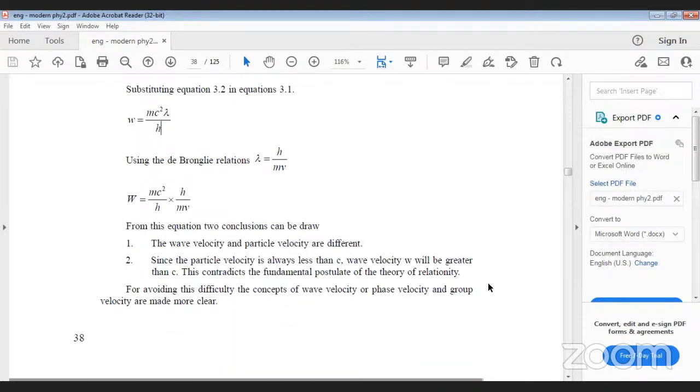The particle velocity is always less than the speed of light C, so the wave velocity W will be greater than C. Why? Because the wave may include the particles. When a wave is generated, you are giving energy, and the particles may absorb the energy and transfer it from one particle to another.